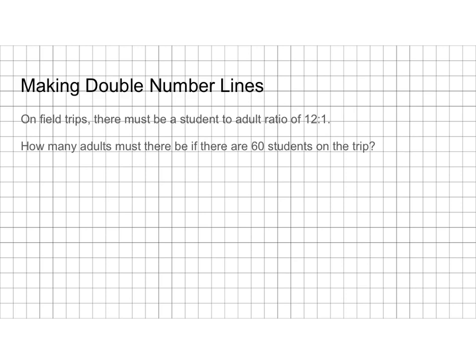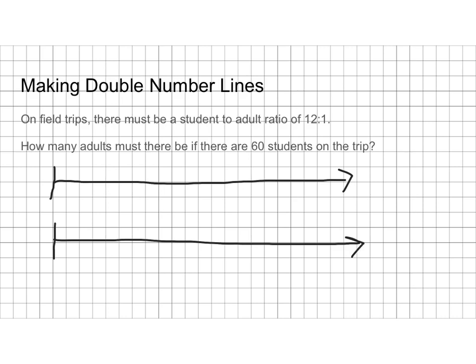So let's start by making two number lines. And we're going to put an arrow on the end of each one. We'll start them on one spot. Then we'll just have an arrow going on showing that it can continue forever. And since student was listed first, let's put student on the top one.